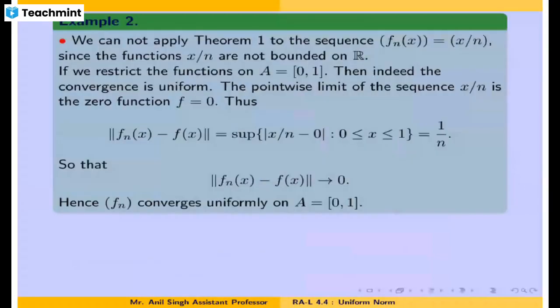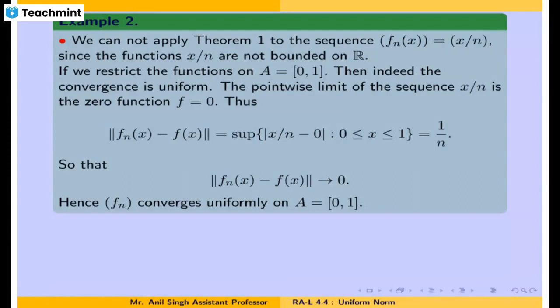So let's try to see some example. And the first example says that this theorem, jo abhi humne proof kari, theek hai, ke aapke paas bounded sequence hai functions ki, to wo uniformly convergent hai, if and only if norms ki sequence agar convergent hai. But this theorem cannot be applied to any sequence which is not bounded.